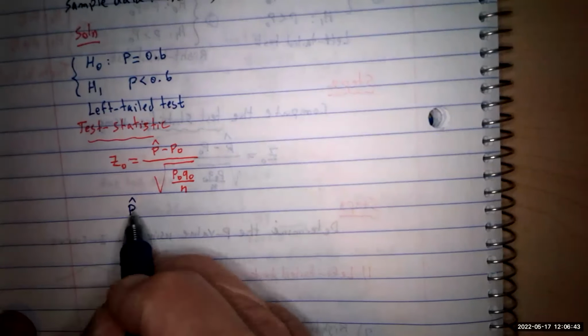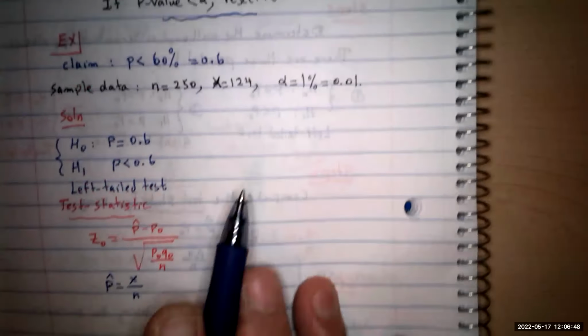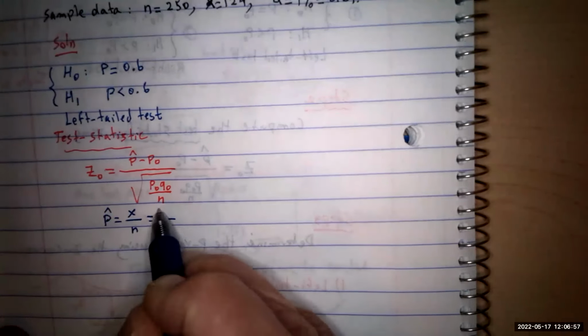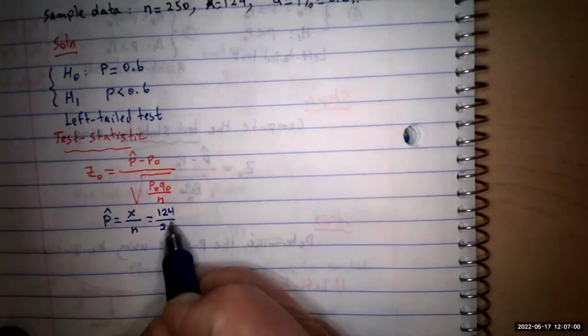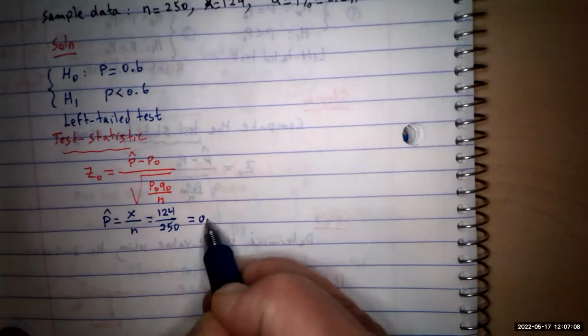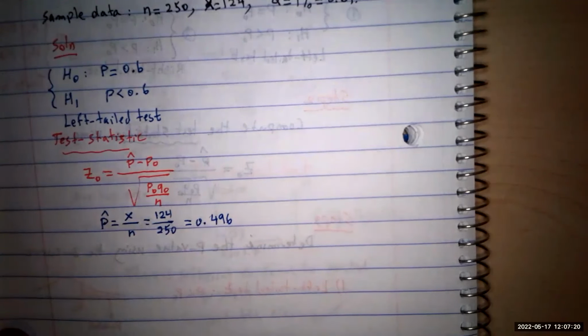So we need to have p hat. Remind yourself that the p hat is going to be x or r divided by the total number, because two numbers were given to you. The bigger number is n, the smaller number is x or r. So this is going to be 124 divided by 250. If you use your calculator, that gives you 0.496. It's like multiplying this one by 4, which gives 1000, and this is going to be the result.